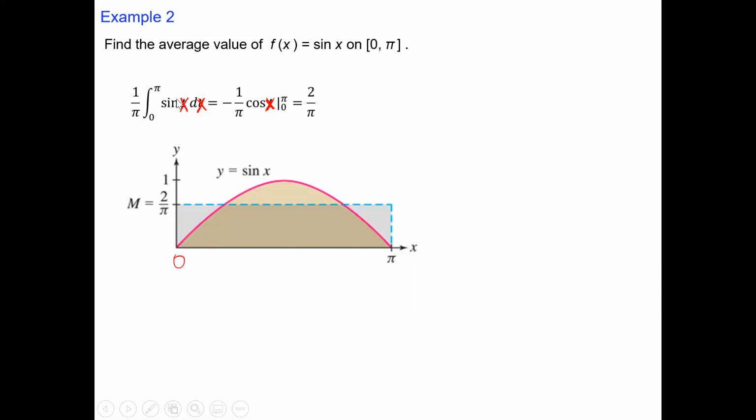The integral of sine of x is negative cosine of x. 1 over pi stays, and we will evaluate between 0 and pi. Let's actually make sure that this is the correct answer.